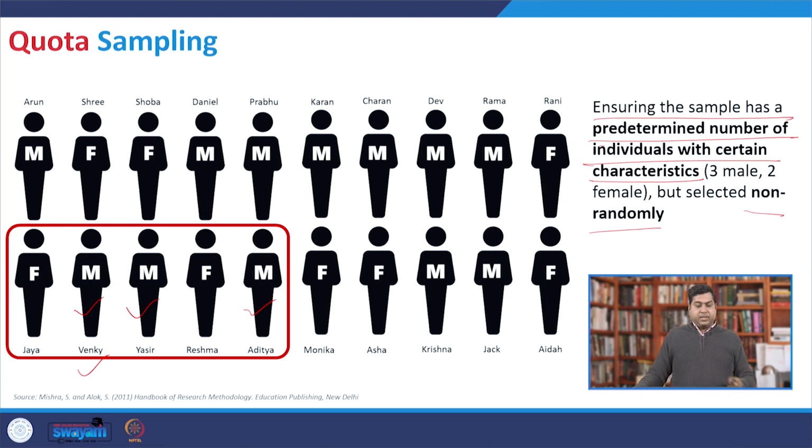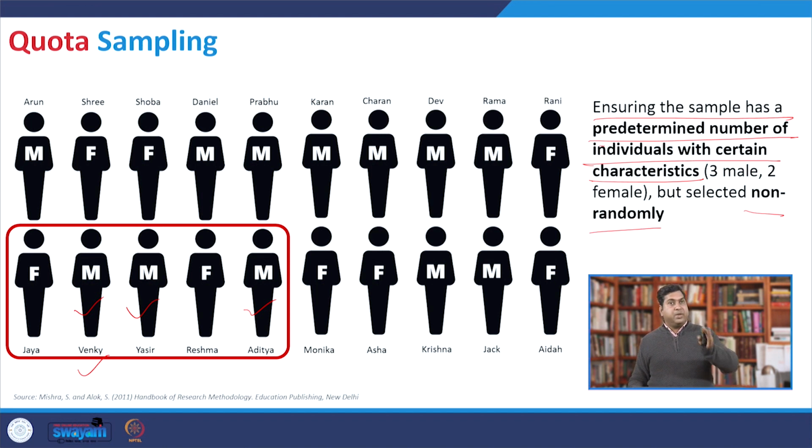This is also similar to stratified sampling. In stratified sampling, we divide the entire database into certain strata, and then we pick a sample from each to be representative. Within the same cluster, it is assumed that there will be homogeneity.